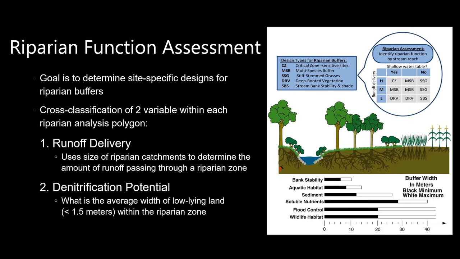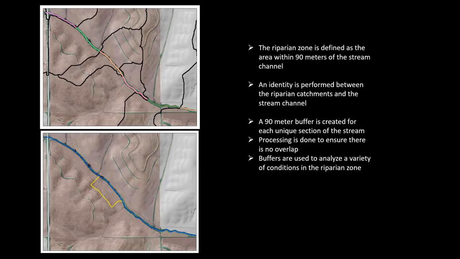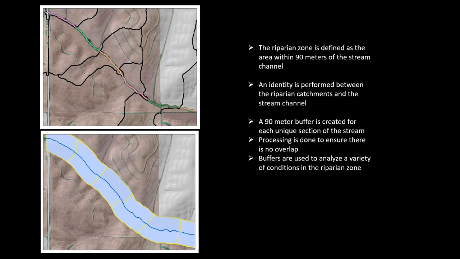and then will be extracted from the height above channel output. The tool is going to run through a set of criteria within the riparian zone, which is defined as an area within 90 meters of the stream. An identity is performed between the riparian catchment and stream channel, and then a 90-meter buffer is made for each stream section. And along with additional processing, we ensure that there's no overlap between these riparian zones.